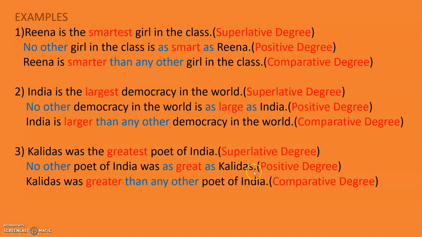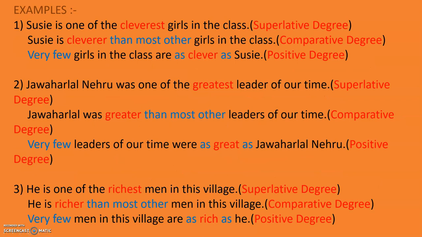Okay? And then comparative is easy, it is similar to what we did. Kalidas was greater than any other. All these words are very important, okay, when you're writing down. Greater, so ER, than any other poet of India. That is comparative degree. Now let's see another example which usually comes for exams, okay. Now what is that example?